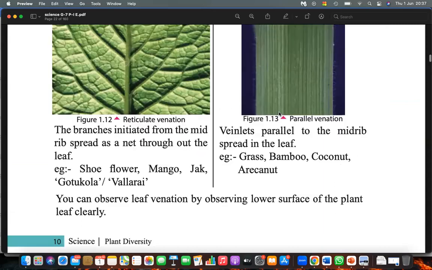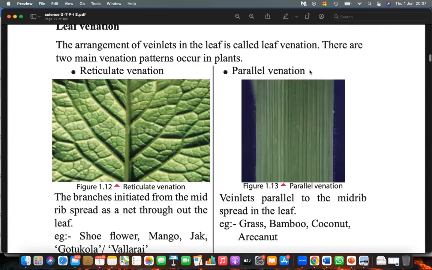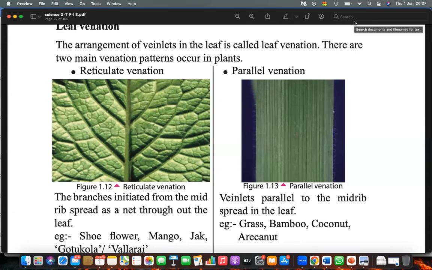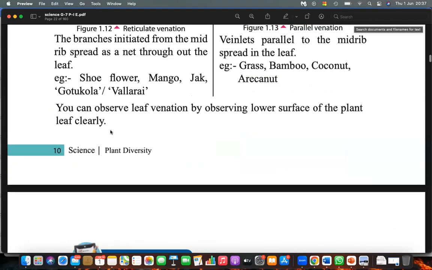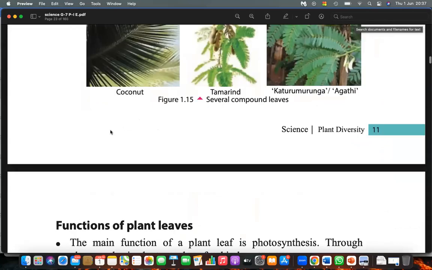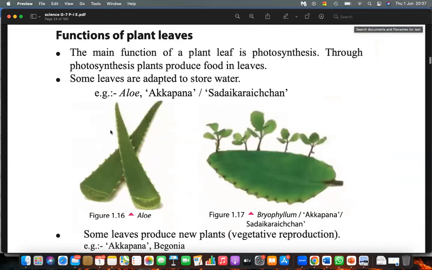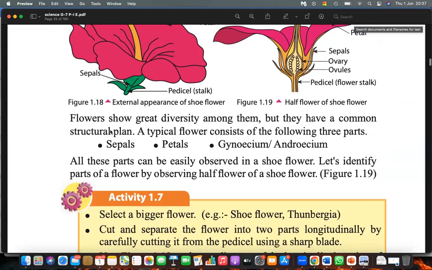Parallel venation, where most of these plants basically have the fiber root system, like bamboo, coconut, arecanut. So there is a fiber root system and also the leaf venation. If you take leaf venation, the venation is parallel venation and the other one is reticulate venation. We discussed that. And let's summarize the things that we have learned about the different parts of the plants.